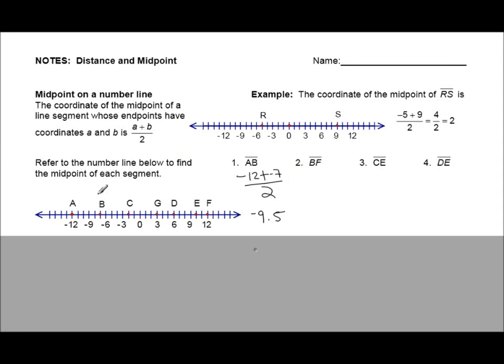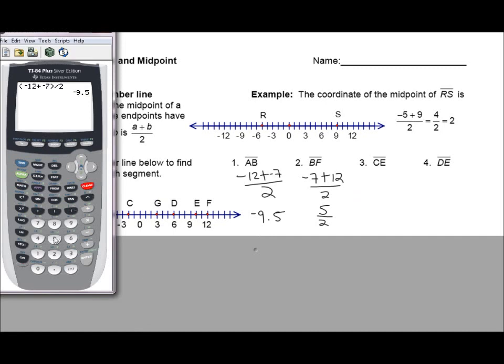If we're finding the midpoint of BF, B once again is negative 7, and F is over here at 12. So we would take the two values, negative 7, and add it to a positive 12 and divide by 2. Well, negative 7 plus 12 is a positive 5, and we would take that number and divide by 2. So you could do that, add them in your head first, and then divide that number by 2, which is 2.5.